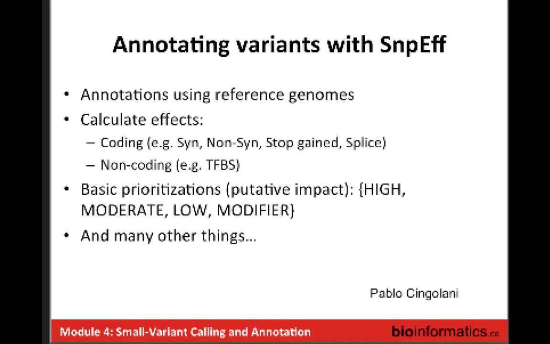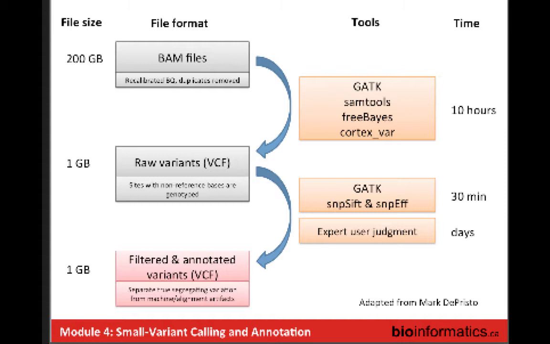Usually when we do analysis at the center, when we have a list of variants and we annotate them, we split the variants into two groups: high and moderate impact, and low and modifier impact. We start to work with the high and moderate, and if we don't find anything interesting, we start to dig into low and modifier. You can do many other annotations too. SnpEff is a really good tool. Just to let you know, it takes 10 hours to generate the variants, less than 1 hour to do the filtering and the annotation, but making sense of it could take days, weeks, months, whatever, because it depends on how you interpret the data.